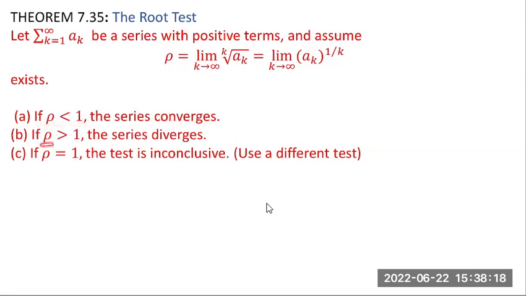And if that limit is greater than 1, then the series diverges. And if that limit is equal to 1, then the test is inconclusive. We need to find another test to determine the convergence if rho is equal to 1.